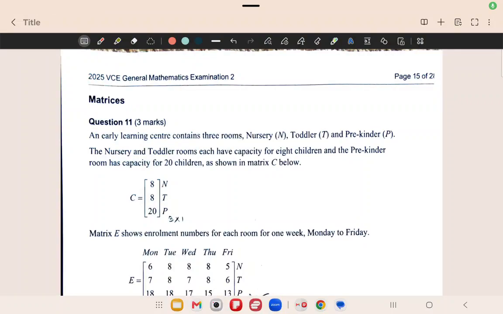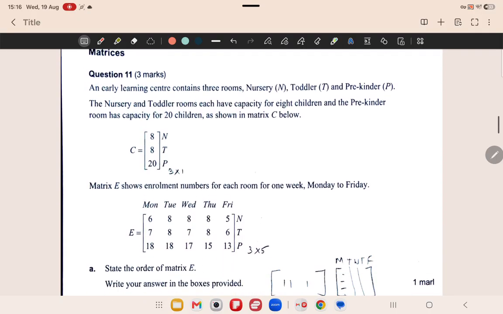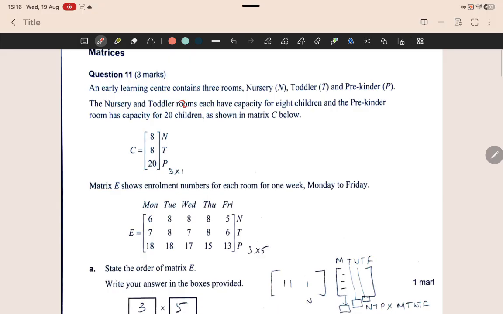Today let's look at the matrices section of the 2025 Exam 2 paper. Question 11. An early learning center contains 3 rooms: nursery, toddler and pre-kinder. The nursery and toddler rooms have a capacity of 8 children, and the pre-kinder rooms have a capacity of 20 children. So this matrix basically tells you the capacity of each room.